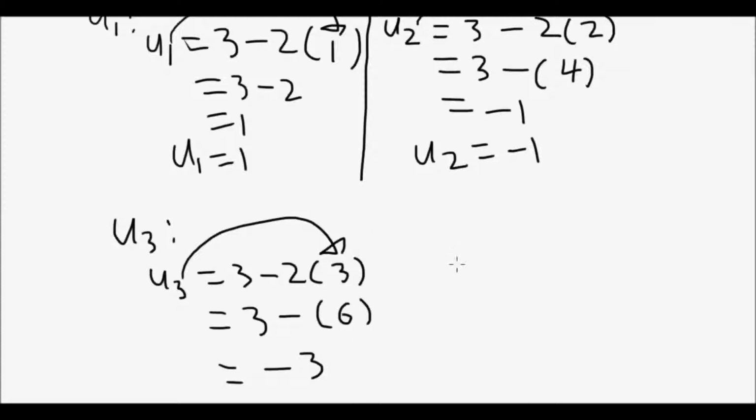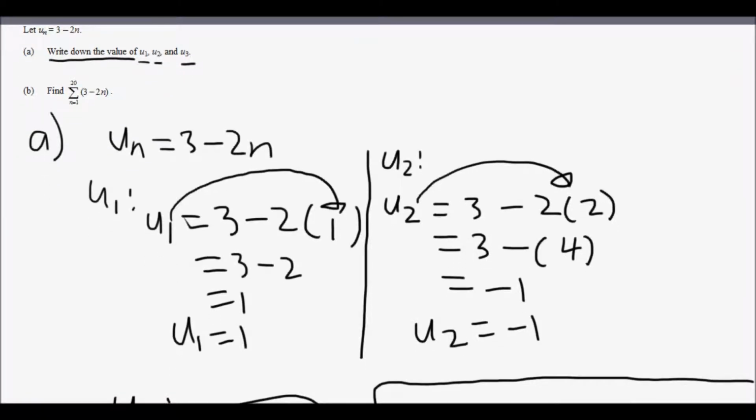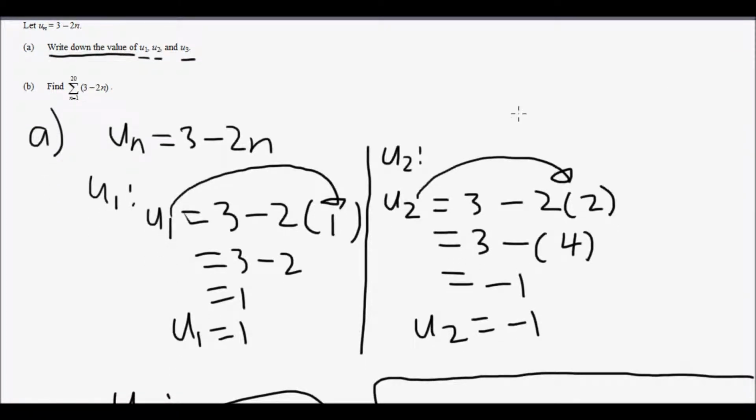Good. So now we can list the numbers that we have found as a sequence. So u of 1 is 1, u of 2 is negative 1, and u of 3 is negative 3. So this is our answer. Quite simple. And that's just how simple it is. So now let's move on to B, which is our next problem.